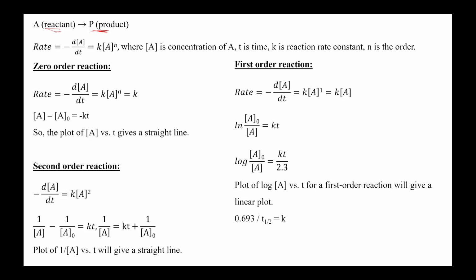Change in concentration means final concentration minus initial concentration. If the concentration of A is decreasing, then final concentration would be less than the initial concentration. That will make the difference negative. And rate cannot be negative, so to make it positive, we have the negative sign in front.